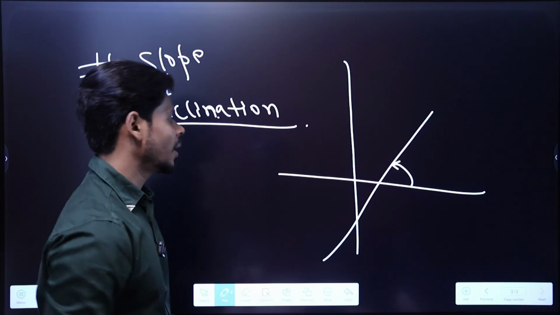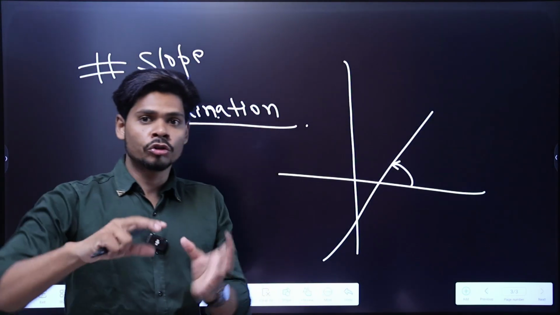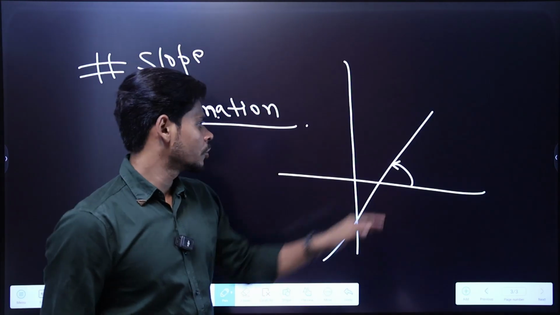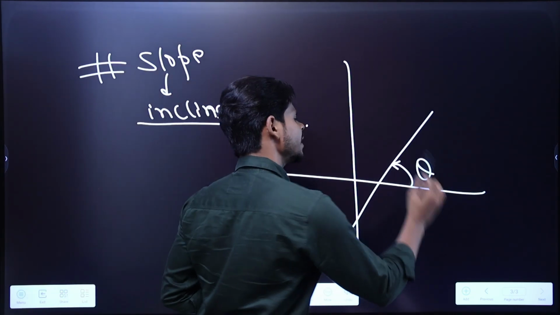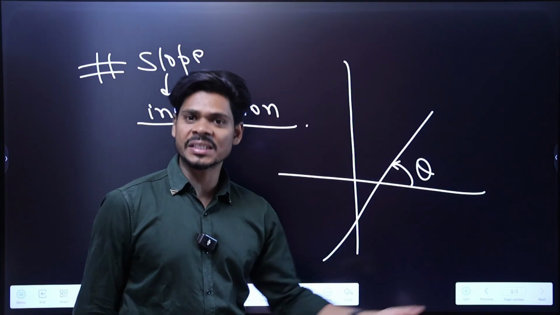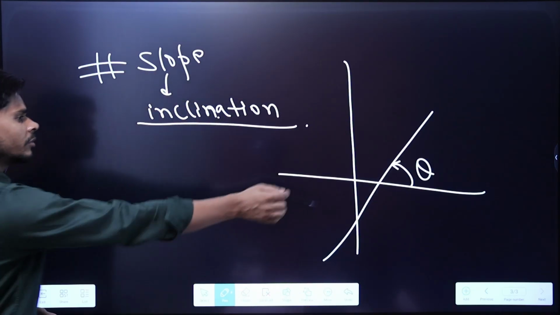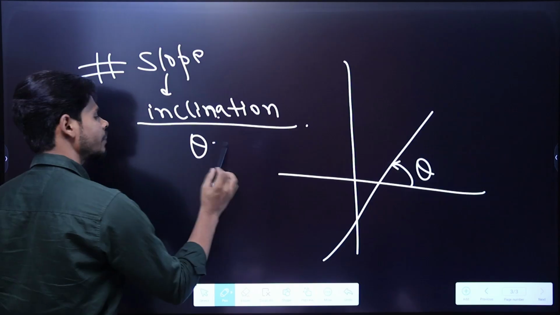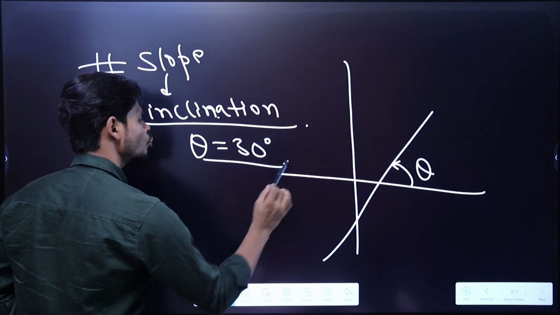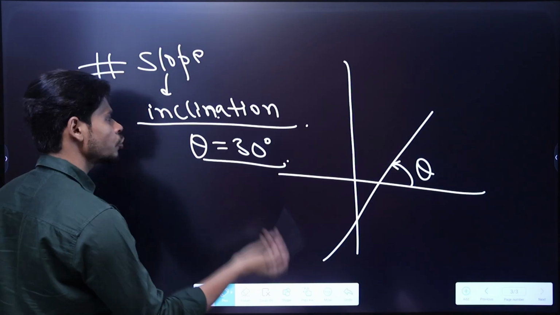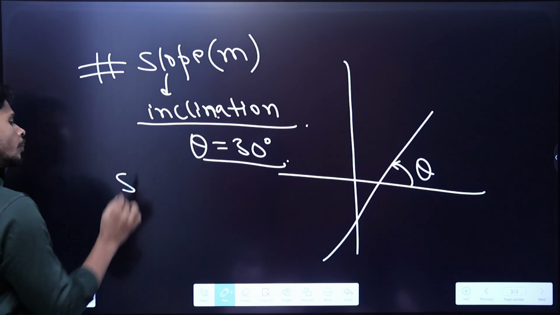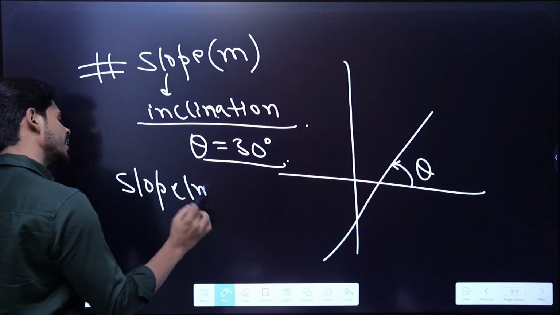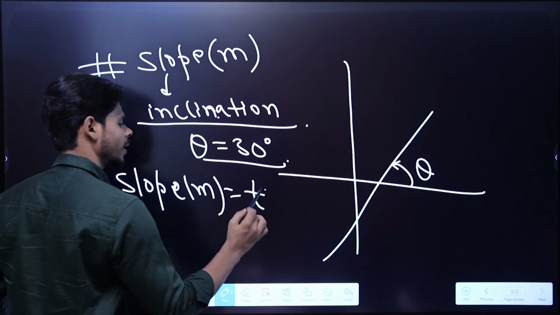So this is called the x-axis. In Hindi generally we say jhukav. So this is angle theta, and this is your inclination. Now this inclination, which is represented by theta, can be found if we know the theta value. For example, if I say theta is 30 degrees, what is the value of the slope? Let me tell you, slope is represented by small m over here. So slope, or you can say m, is nothing but tan theta.